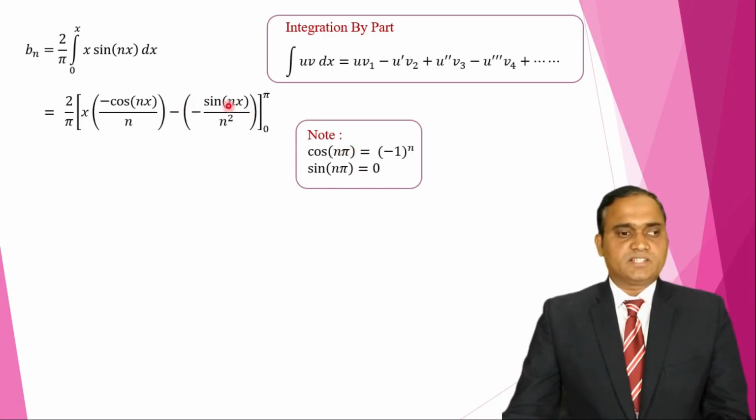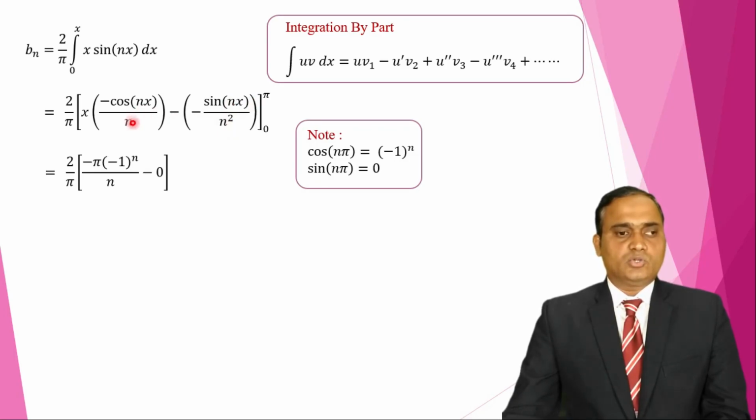So when I substitute the upper limit here, we get this step: x minus cos n pi upon n minus sin n pi upon n square. So sin n pi value is 0, and cos n pi value is minus 1 raised to n. So I write this step here. And x is pi, so that pi, with the minus sign I write here, and cos n pi value is minus 1 raised to n, and that n is here.